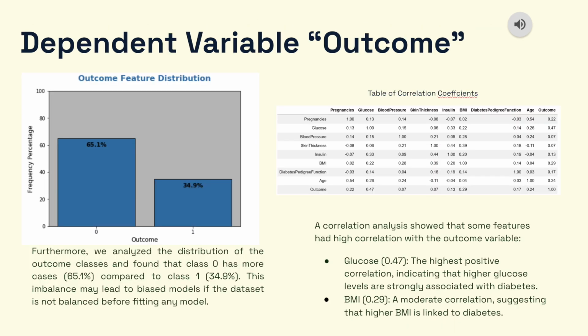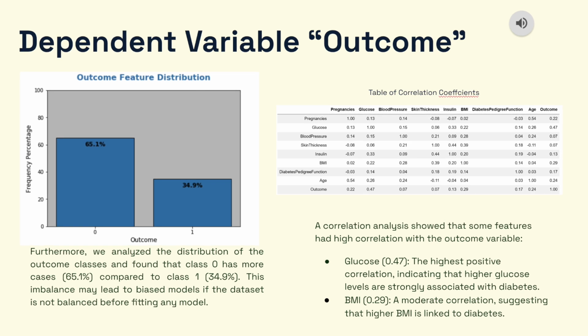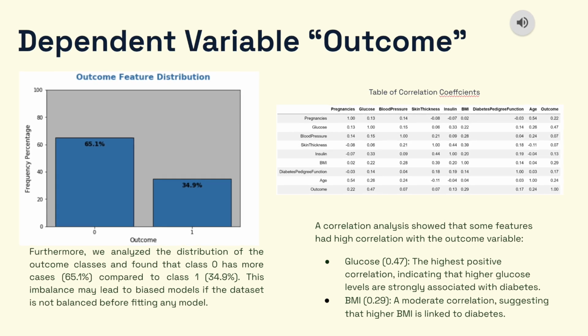We analyzed the distribution of the outcome class and found that class 0 has more cases at around 65%, compared to almost 35% in class 1. This imbalance could potentially lead to biased models.